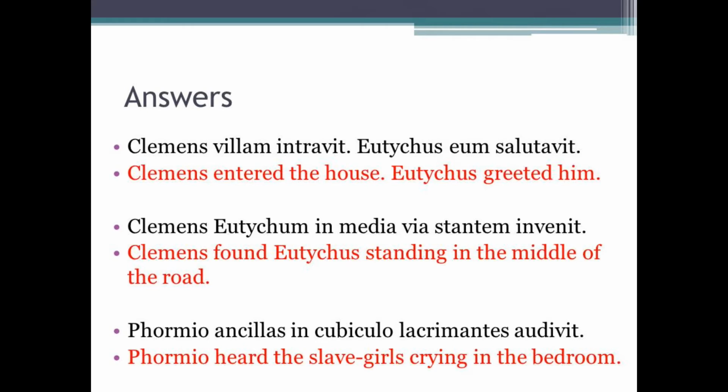Clemens villam intravit. Eutychus eum salutavit. Clemens entered the house. Eutychus greeted him. Clemens Eutychum in media via stantem invenit. Clemens found Eutychus standing in the middle of the road. Formio ancillas in cubiculo lacrimantes audivit. Formio heard the slave girls crying in the bedroom.